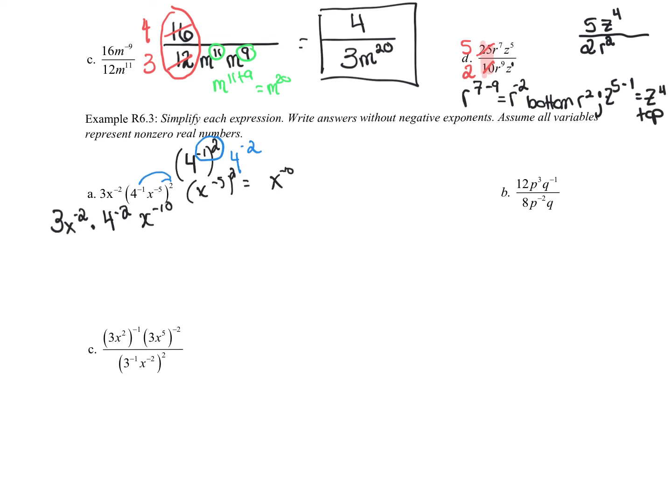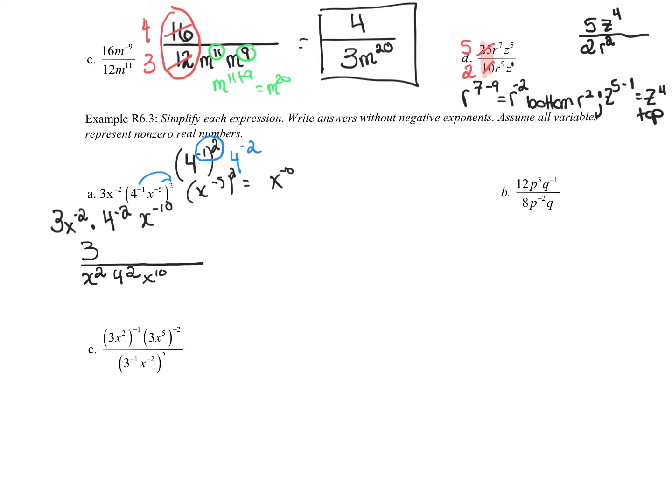So now when I put all of this back together, I'm going to get a fraction bar. I'm just going to move things. I like dealing with the negative exponents first. The 3 was a positive exponent, stays on top. The x squared goes to the bottom. The 4 had a negative exponent, it goes to the bottom. The x to the 10th had a negative exponent, it goes to the bottom.